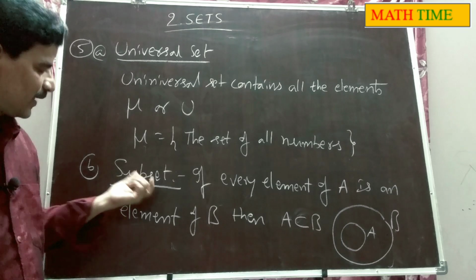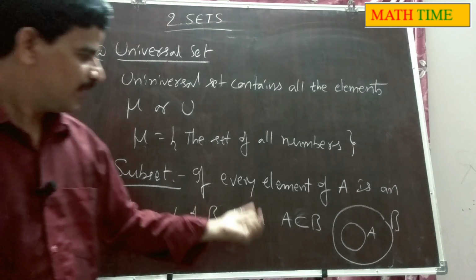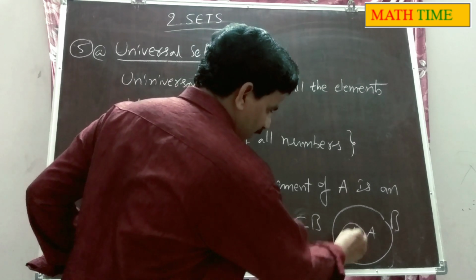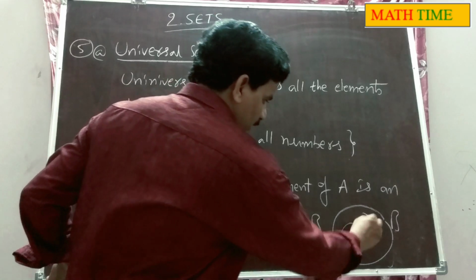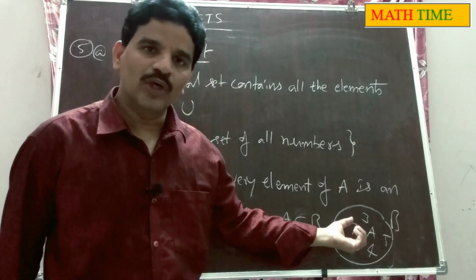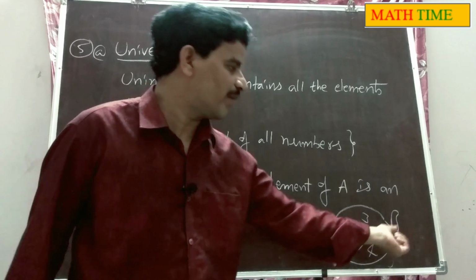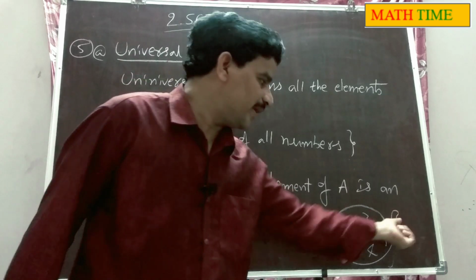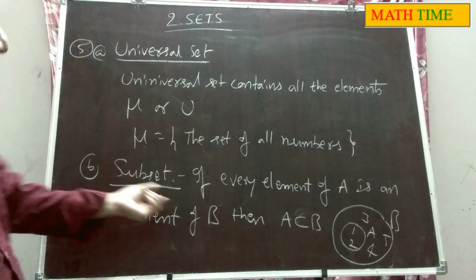Now subset. Subset definition: if every element of A is an element of B, then we say that A is a subset of B. For example, in the set A we have the elements 1 and 2. In the set B we have 1, 2 and also 3, 4, 5. So set A contains only 2 elements, 1 and 2. Set B contains 1, 2, 3, 4, 5. All elements of A are there in the set B. Therefore A is a subset of B.